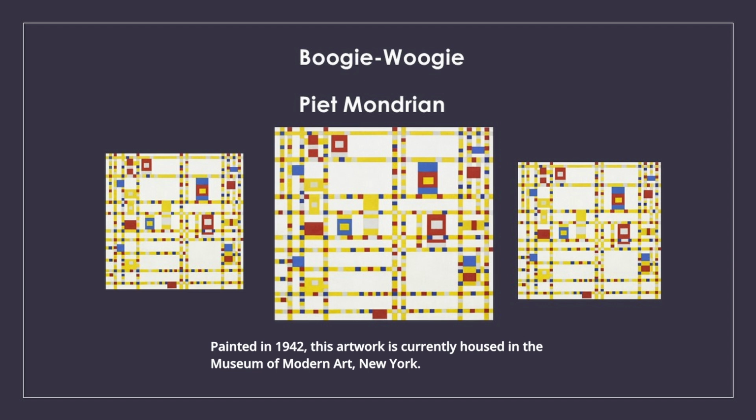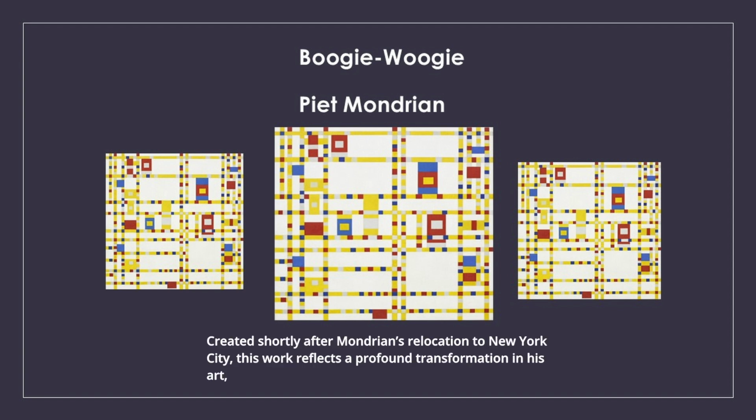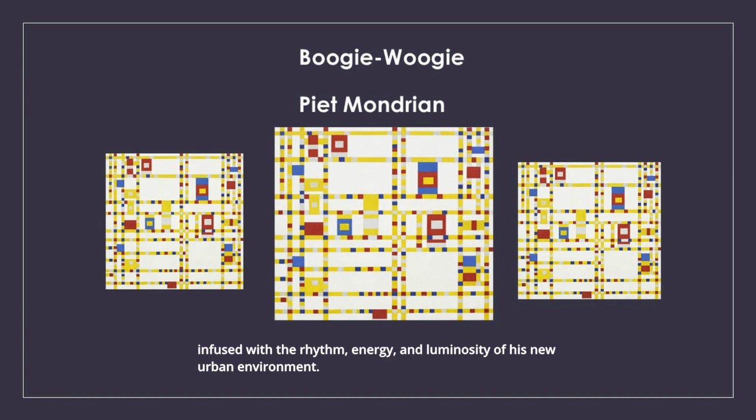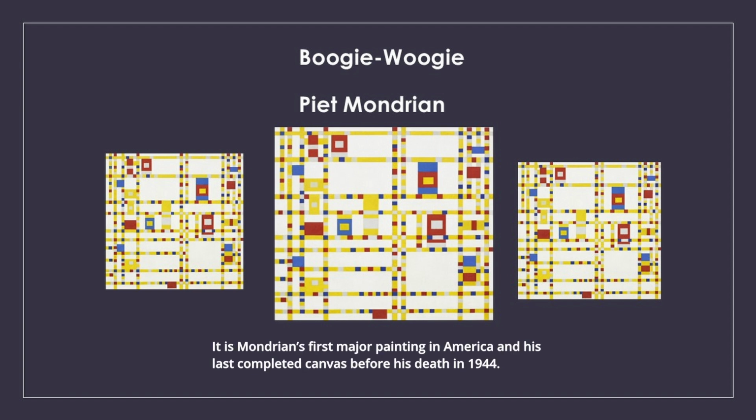Piet Mondrian. Broadway Boogie Woogie. Painted in 1942, this artwork is currently housed in the Museum of Modern Art, New York. Created shortly after Mondrian's relocation to New York City, this work reflects a profound transformation in his art, infused with the rhythm, energy, and luminosity of his new urban environment. It is Mondrian's first major painting in America and his last completed canvas before his death in 1944.